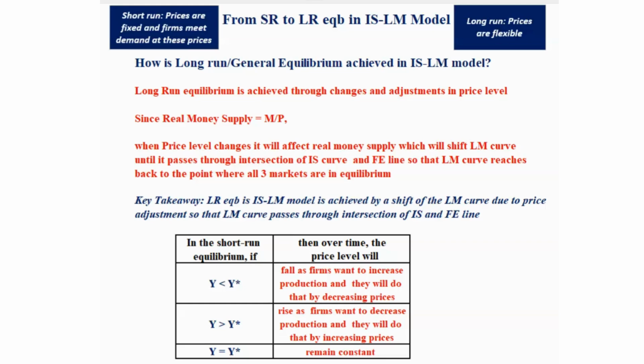If output is greater than potential output, then in that case, the price level will rise as firms want to decrease production so that they can get back to Y star, and they'll do that by increasing prices. And if Y is equal to Y star, then the price level will remain constant because we're already at the full employment level of output. So only in the case in the short run equilibrium where output deviates from potential output do we see that the price level changes, which affects real money supply, which shifts the LM curve until the LM curve passes through the point of intersection of the IS curve and the FE line.